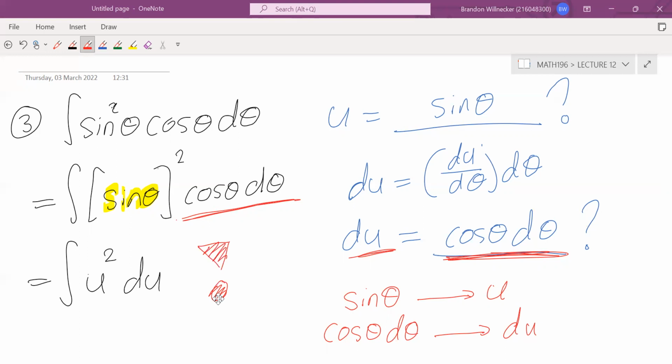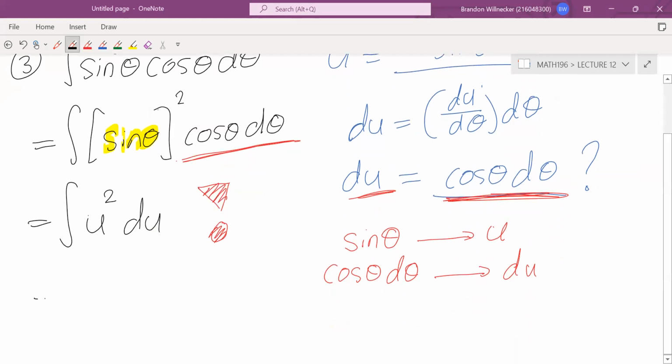We do this change of variables, we write it in terms of u, and now this becomes much easier. So we're just using the power rule now. It's a lot easier than before. So let's do the power rule. We add 1 to the exponent to make it 3, divide by 3. So we get 1/3 u cubed plus c.